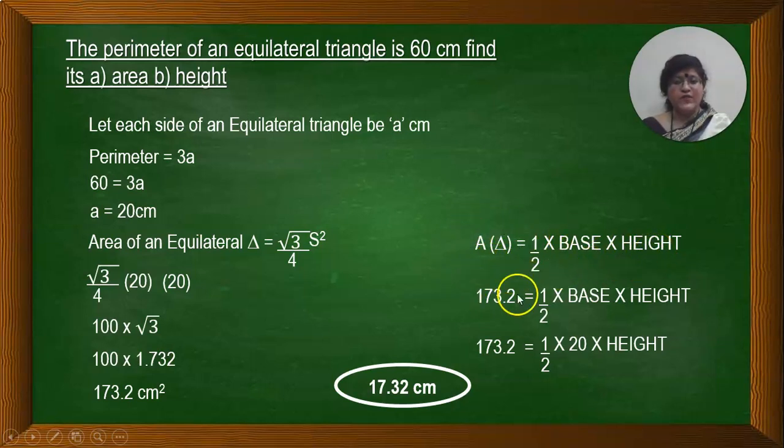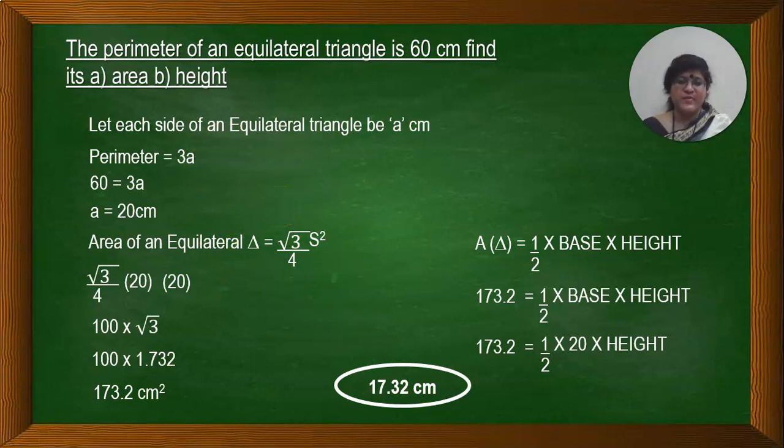Do you know the area of the triangle already? Yes, it is 173.2. So you write that here. Cross multiply. You know the base is 20. You get the answer as 17.32 centimeter as the height of the equilateral triangle. So this is quite an important question. Learn the formula for area of an equilateral triangle.